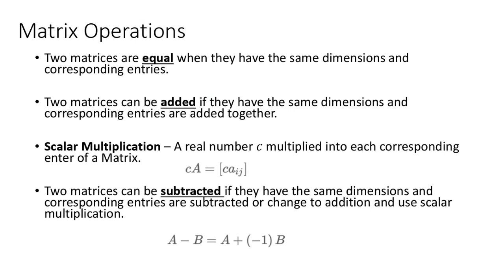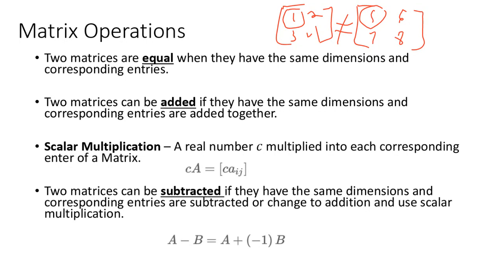So in 8.2, these are some of the definitions that we're going to be using. Two matrices are equal when they have the same dimension and the same corresponding entries. Okay, so corresponding entries just means if I have these two matrices here, the 1 corresponds to the 5. Okay, and they're going to be equal if they're exactly the same, which in this case they're not. So these are not equal.